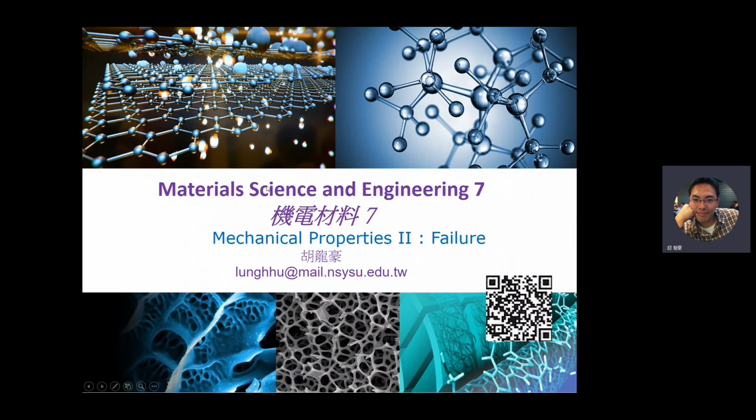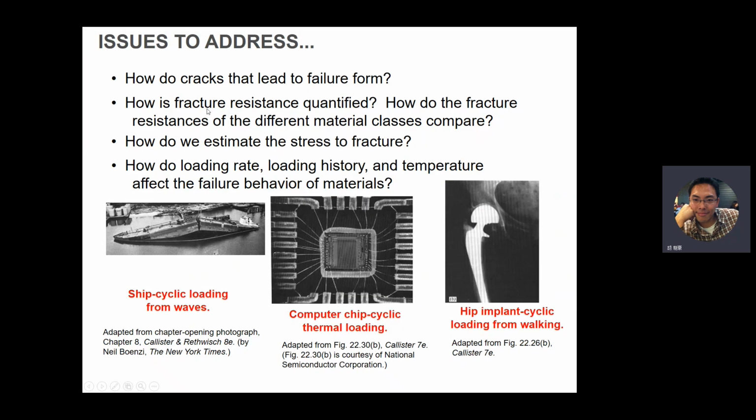Okay, so the materials property about the failure. In this chapter, we're going to discuss how cracks that lead to failure form, how fracture resistance is quantified, how the fracture resistance of the different materials classes compare, how we estimate the stress to failure, and how loading rates, loading history and temperature affect the failure behavior of materials. So here are some examples.